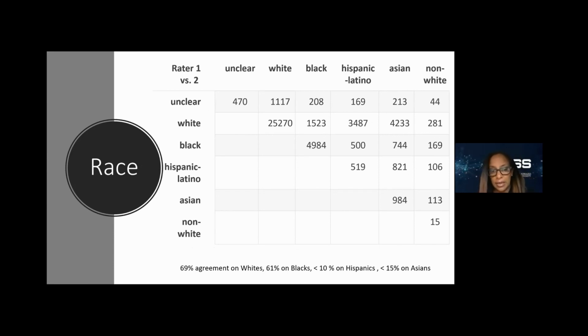For race, there was 69% agreement on whites, 61% agreement on Blacks, less than 10% on Hispanics, and less than 15% on Asians. Now, let's be clear, we have no ground truth, right? This is just assessing whether 2 independent raters agree on what the age, gender, and race of the users in the images are. So these labels, regardless of if they're inferred ultimately by a model or by users, without knowing the ground truth, are going to certainly be noisy.